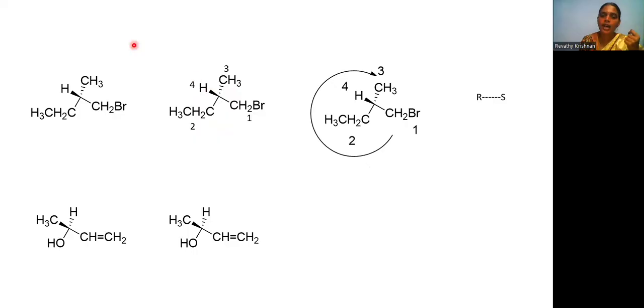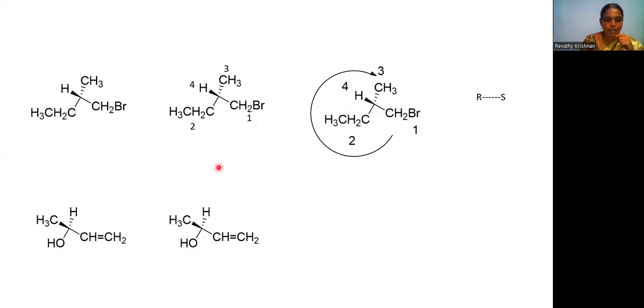Because we are having the lowest priority group on the solid line, we have to give the opposite configuration of what we are actually getting. We are actually getting a clockwise direction, R, but due to the presence of the lower priority group on the solid line, we have to report it as S. So the configuration for this molecule is S.